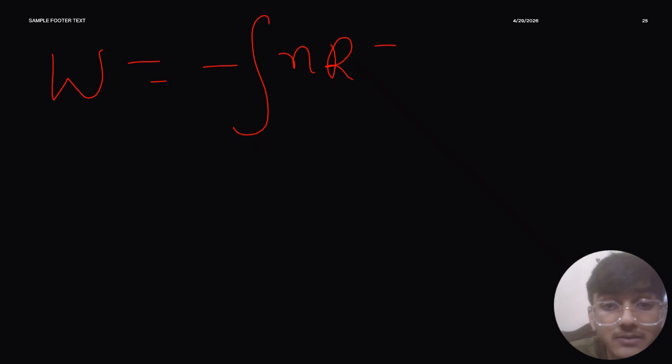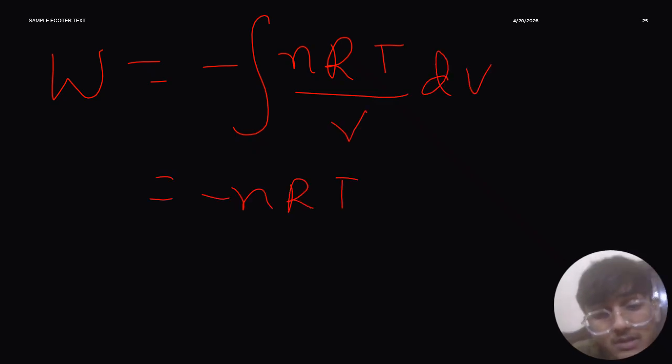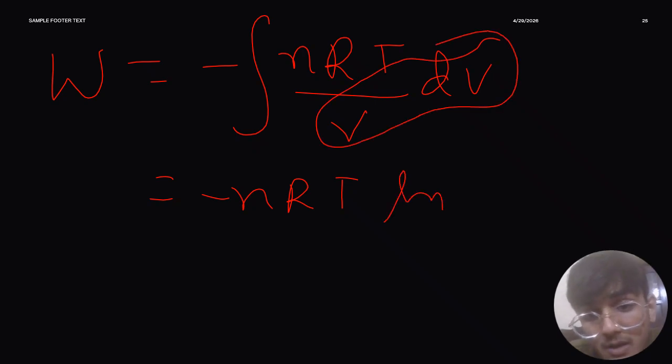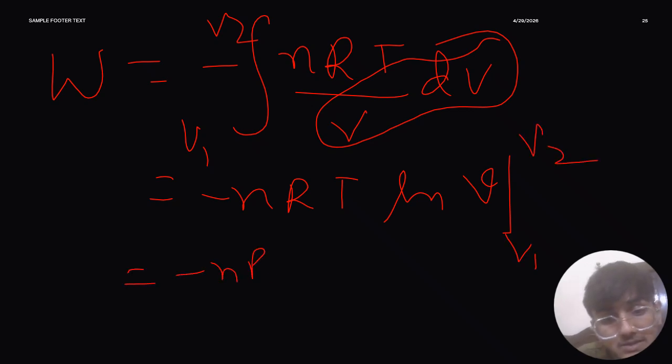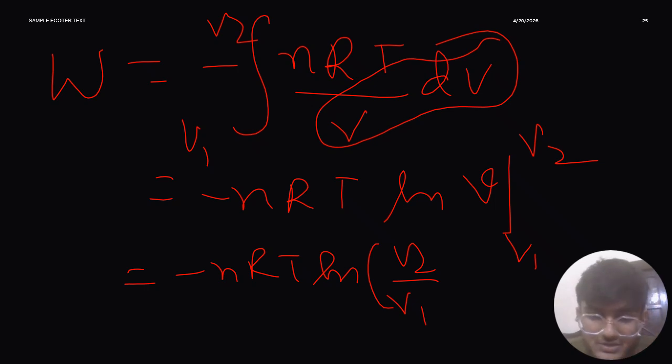What we'll get? Minus integral of nRT by V into dV, minus nRT. This dV by V integration will be ln V, that will go from V1 to V2. So V1 to V2, minus nRT ln V2 by V1. Just use one more step. You can use ln V2 minus ln V1, and then you can use the logarithm property.